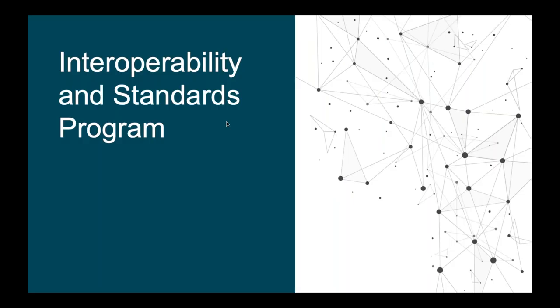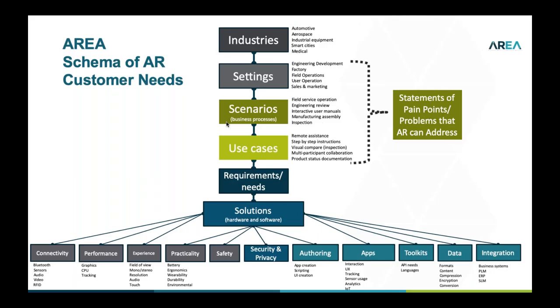The Interoperability and Standards Program was started in 2019 when members began to sense that they were experiencing obstacles in their deployments. In particular, we like to show the AREA schema of customer needs. So, we believe that many industries and people in a variety of different settings and different use cases have the potential to benefit from augmented reality. And as we go down through this linear stack of boxes, the requirements get more and more precise.